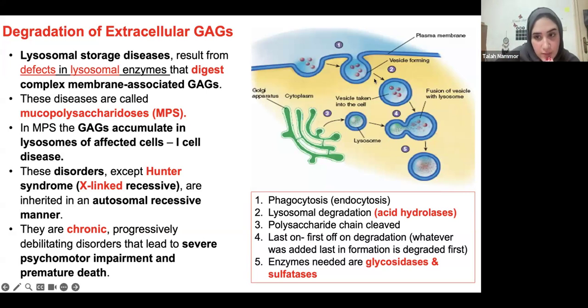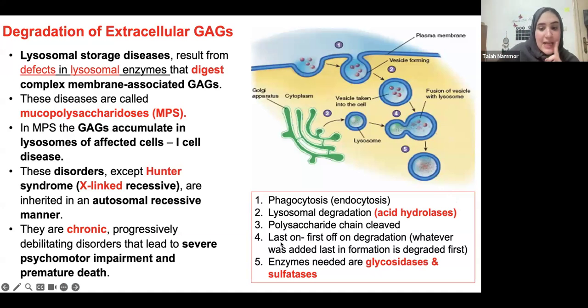Then the lysosomes, so these here are the GAGs in the vesicles, and the lysosomes are going to fuse with this vesicle, forming a phagolysosome. And this lysosome usually has all of the enzymes that are going to break down the GAGs, which are called acid hydrolases. So these acid hydrolases are going to break down the GAGs. What happens is the polysaccharide chain will break down. These enzymes will come and break down the polysaccharide chain.